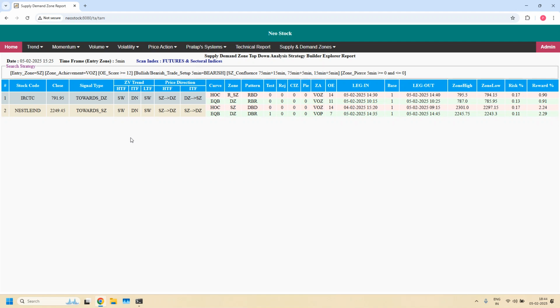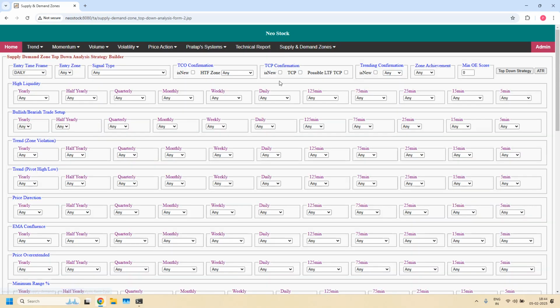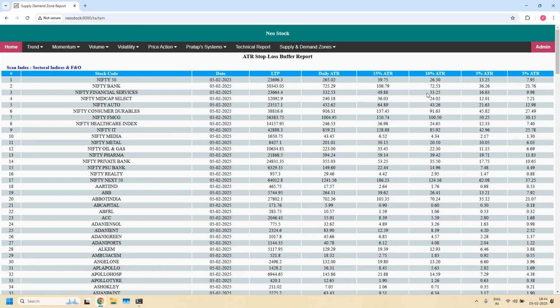And in the final report, let us generate stop buffers based on daily ATR. The first 17 in this list are indices, the remaining are all equity stocks. So I am scrolling the list down. Whichever stock you want to refer to, pause the video there, and after that you can proceed. Okay, I am scrolling the list down.